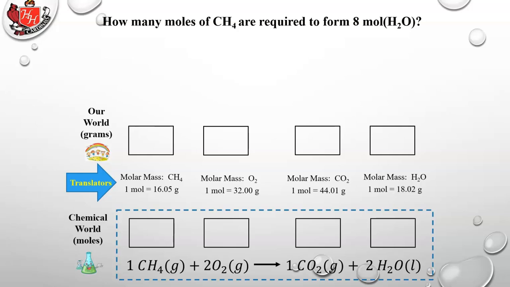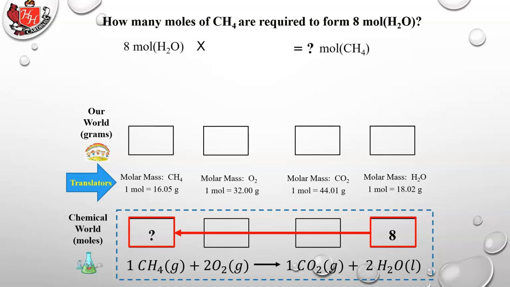So let's go ahead and do this problem. How many moles of CH4 are required to form 8 moles of H2O? All right, so what we're trying to get to is moles of CH4. You always start off with what you're looking for, and we're going to start with 8 moles of H2O. You see that's down in the box below. So we need to get from where that 8 is over to where the question mark is. We have 8 moles of H2O, and we're trying to get to some number of moles of CH4.